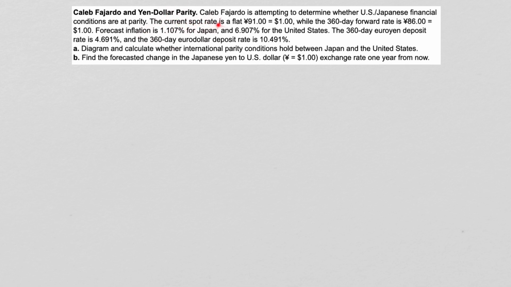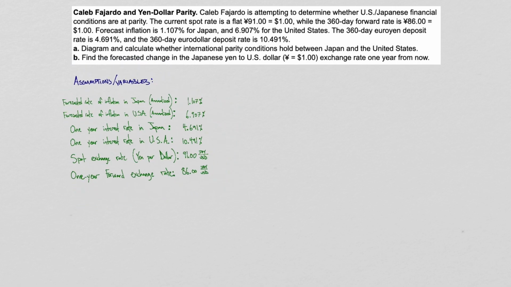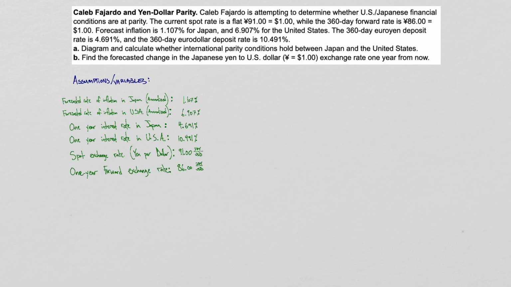We've got the current spot rate, flat 91 yen to the dollar. We've got 360-day forward rates of 86 to the dollar. We've got forecasted inflation for Japan and the United States. And we've got some interest rates here as well. The 360-day euro-yen deposit of 4.69%, euro-dollar deposit equivalently of 10.49%. And so we have a number of variables that we are going to have to work with, some data assumptions. So I'm going to put those hanging here to the left because we're going to be grabbing them for various formulas.